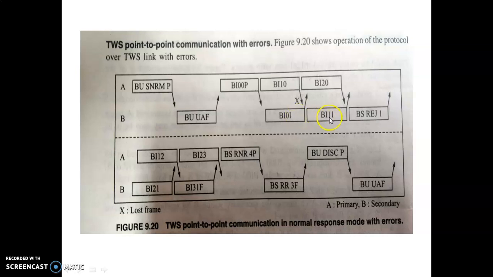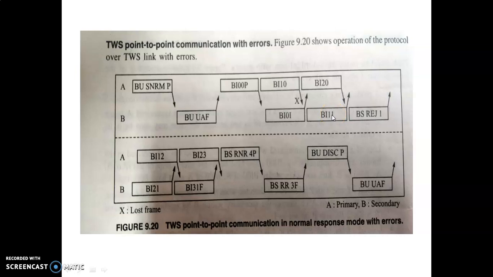Why is it 1 over here? Because it did not receive I1. Though it was sent over here, this frame was sent after this frame was received. Actually this frame was not received at all, so it is still expecting the same frame I1. That's why it is RR1 over here.